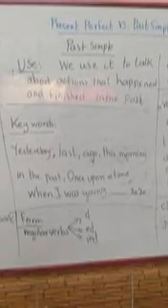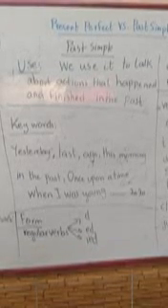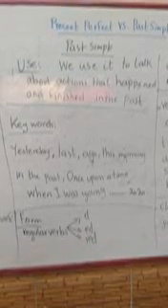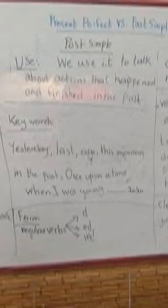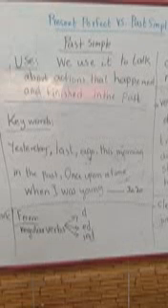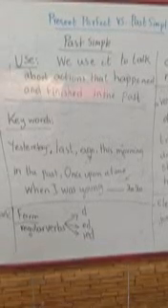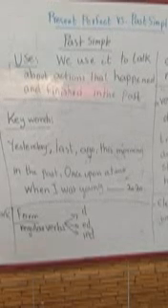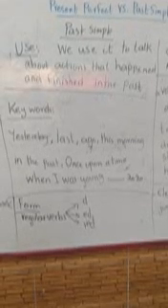Now let's move to the past simple. As we said many times, we use the past simple to talk about actions that happened and finished in the past. For example, I ate my breakfast this morning. I washed the dishes 3 hours ago.